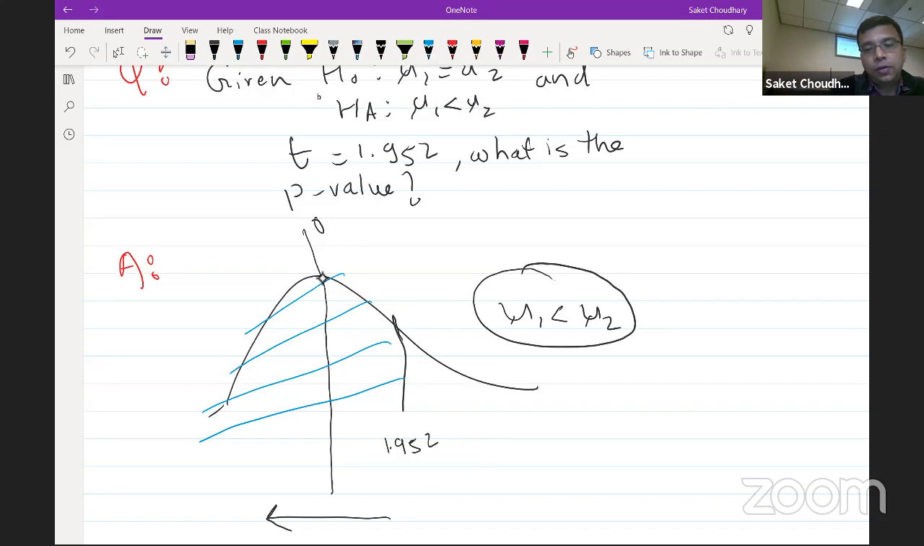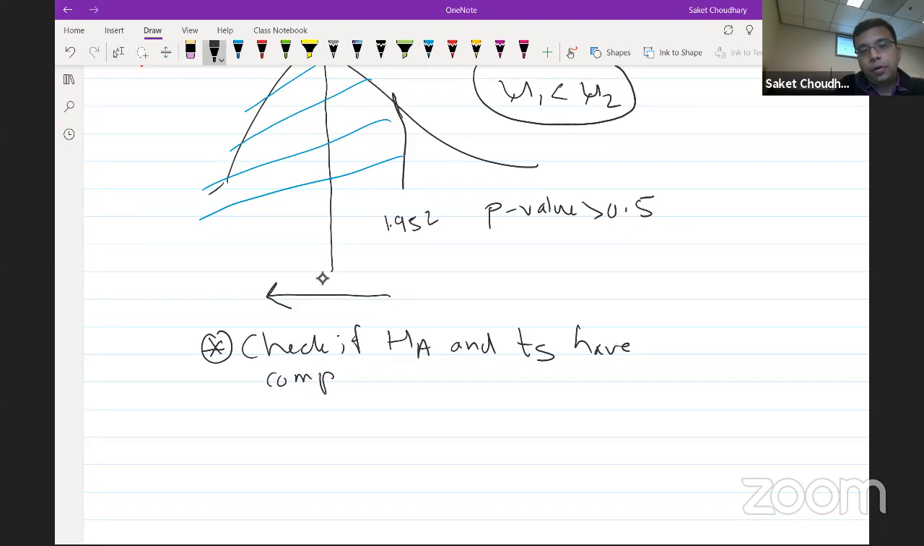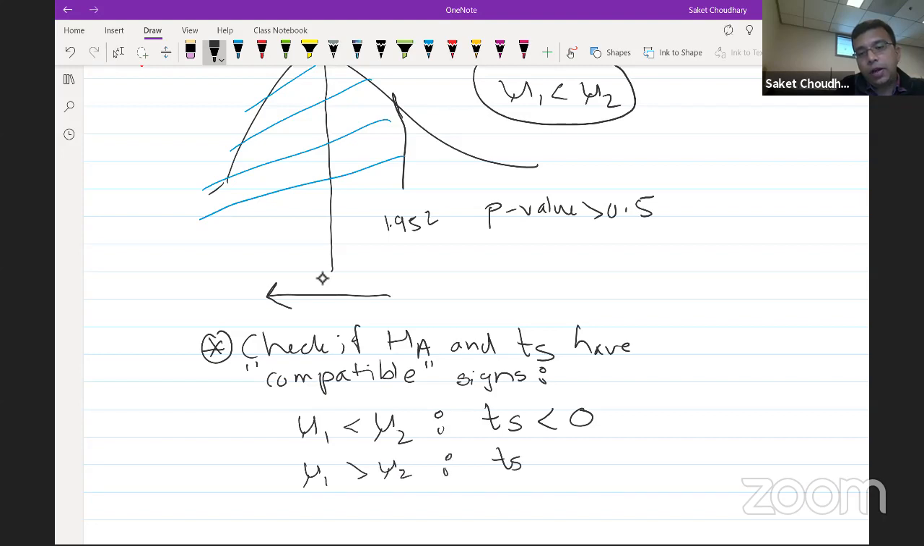What this essentially means is that your p-value is definitely going to be greater than 0.5, right? Because you already have half of the area included. So whenever you come across any directional hypothesis, the first thing that you should check is whether H alternate and T statistic have compatible signs. And how do we check for compatibility? If mu1 is less than mu2, we expect T statistic to be less than 0. And if mu1 is greater than mu2, we expect T statistic to be greater than 0.